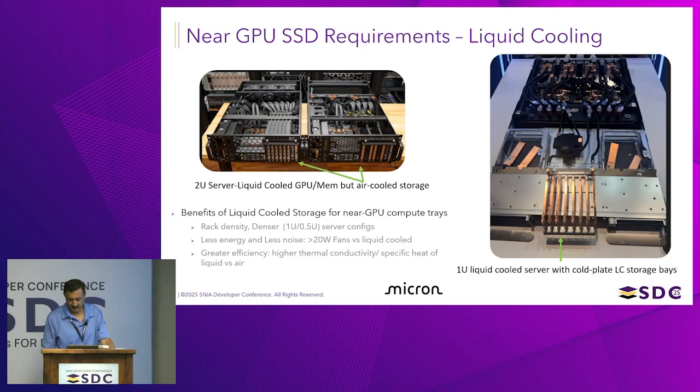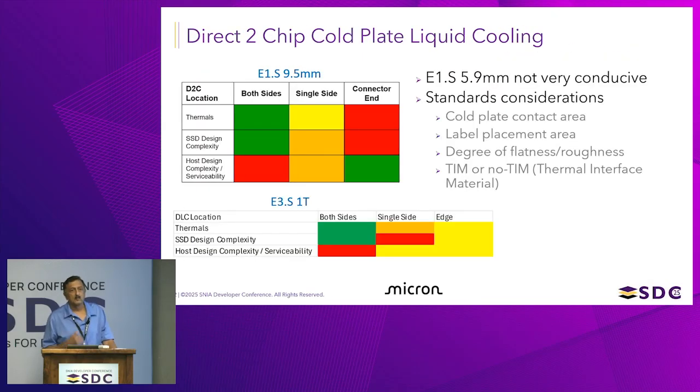Now, when we say liquid cooled, typically there's direct-to-chip or immersion cooling, and what I'm referring to here is direct-to-chip liquid cooling. And it's important to discuss what type of form factors make sense here. And in that space, it's typically either E1.S or E3.S. And the 5.9 millimeter really is not very conducive. There's no enclosure. The components have different heights. So it's not a very appropriate configuration for liquid cooling.